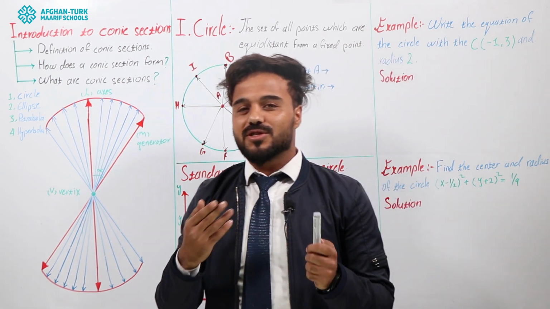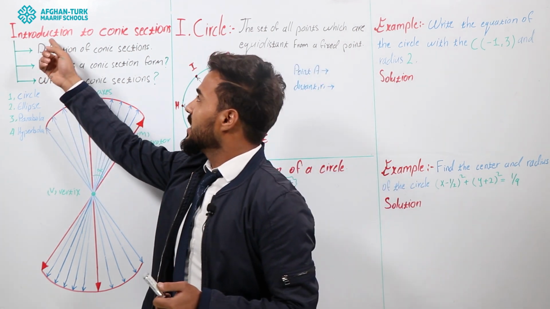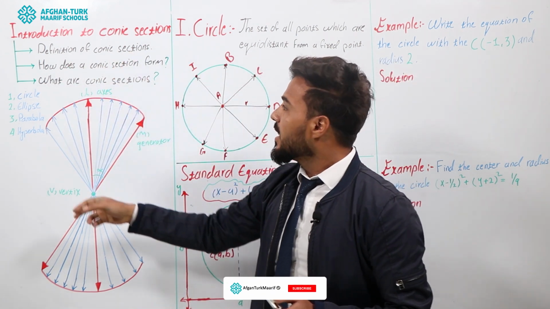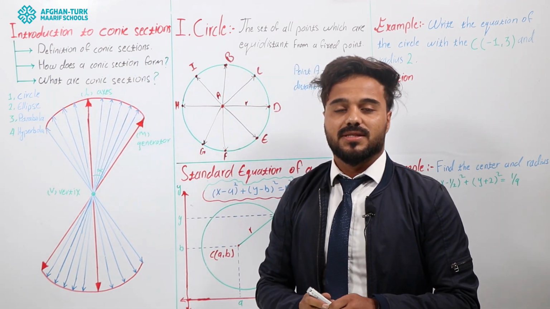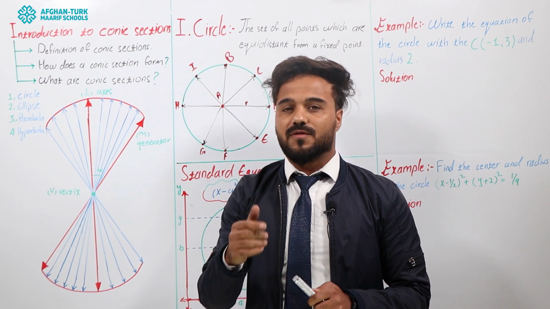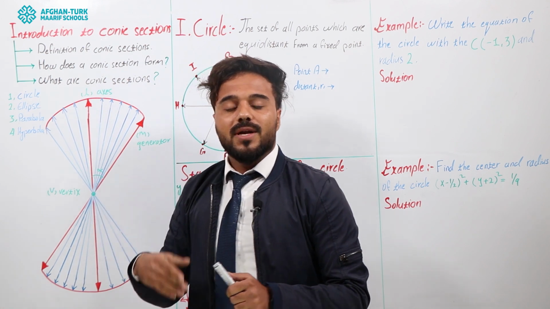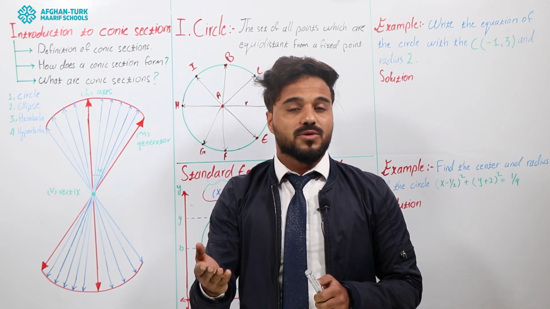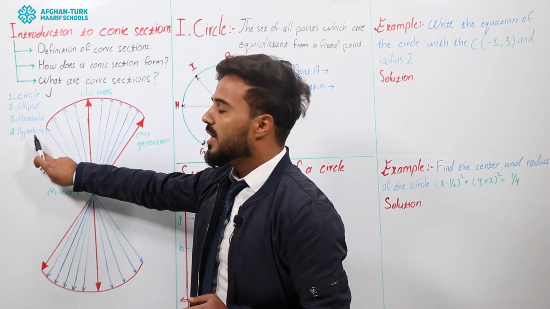So dear students, before starting our new lessons, I want to have a short review on our previous lesson, which was Introduction to Conic Sections, which included the definition of conic section, how a conic section forms, and what the conic sections are. Dear students, as a definition we said that the intersection of a plane with the conical surface of a cone is called a conic section. Now, how does a conic section form? When a plane intersects a cone at different angles, conic sections will form. So, what are those conic sections? They are circle, ellipse, parabola, and hyperbola.